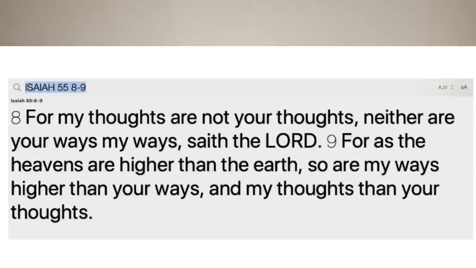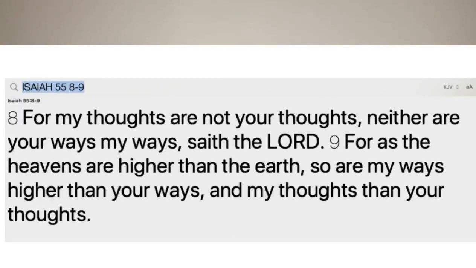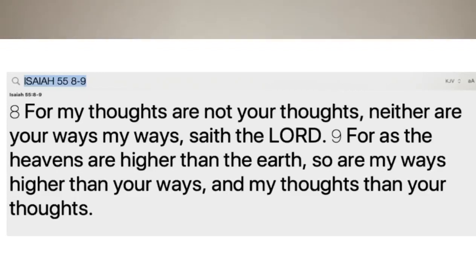Now, don't get it twisted. That doesn't mean that God gave us his personality or his characteristics. God did not give man his personality traits. That's not what it means. Isaiah 55, verses 8 through 9: "For my thoughts are not your thoughts, neither are my ways your ways, saith the Lord. For as the heavens are higher than the earth, so are my ways higher than your ways, and my thoughts than your thoughts." So God is letting you know as clear as day that he doesn't think the way you think, and he doesn't act the way you act.